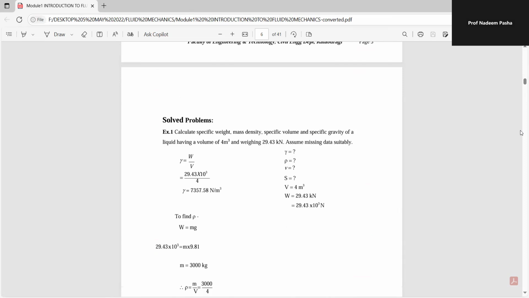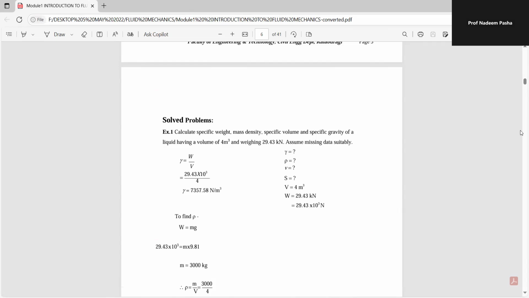So what the problem states: calculate the specific weight, mass density, specific volume and specific gravity of a liquid having a volume of 4 meter cube and weighing 29.43 kilonewton. Assume missing data suitably. Before going to solve any problem, not only in fluid mechanics but any other subject, the basic rule is you have to read the question twice before moving forward. So we will just repeat the question. You will listen to it carefully.